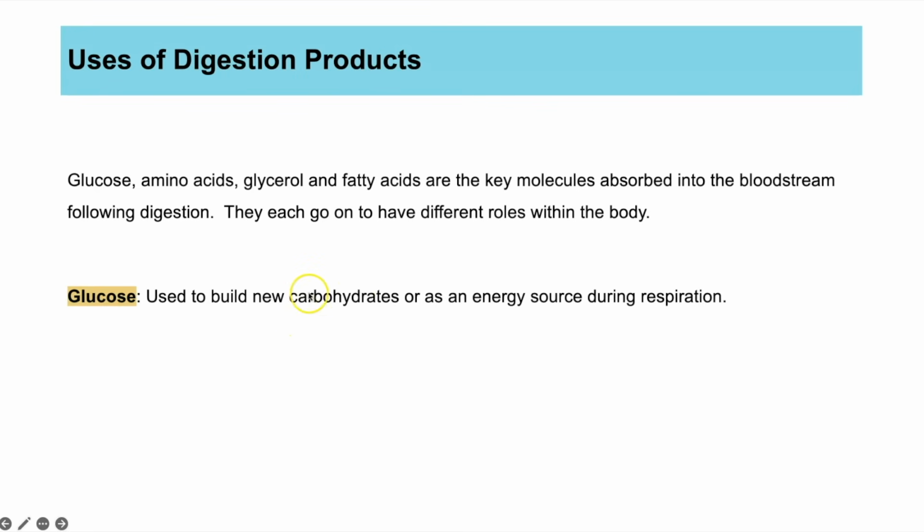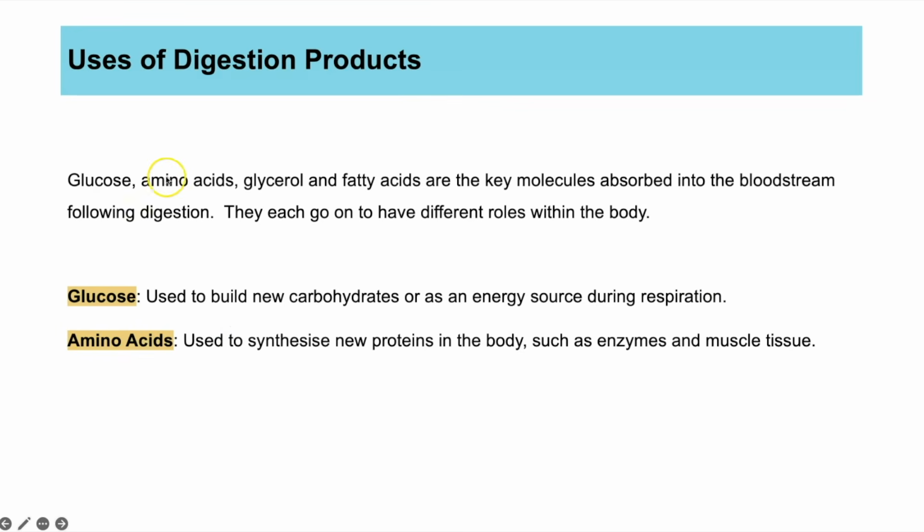So let's have a look then at the products of digestion. We said from digesting carbohydrates, you get simple sugars. And one of those simple sugars is glucose. Glucose can be used in your body to build new, larger carbohydrates, or a lot of it is used immediately in respiration to release energy. We also had amino acids, which were produced from digesting proteins, and those are used to synthesize, which means to create new proteins in your body.